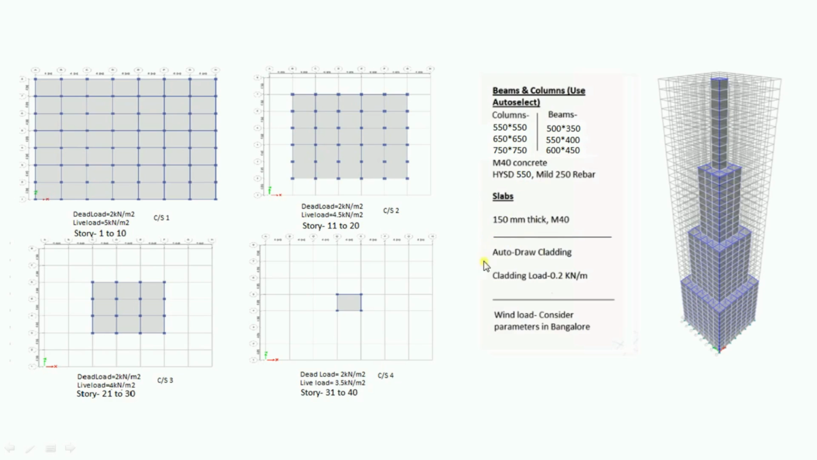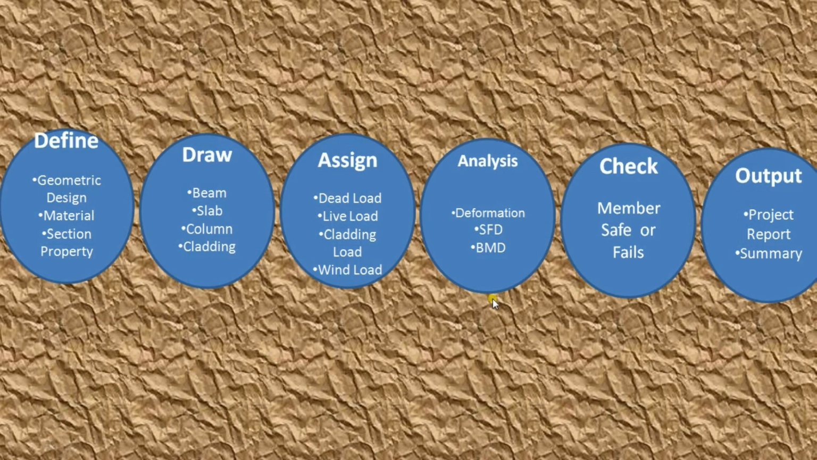For the outer wall surface, we are using auto draw cladding property, and the cladding load will be 0.2 kN per meter. So before proceeding to the software, let's understand the different process that we are going to deal with.